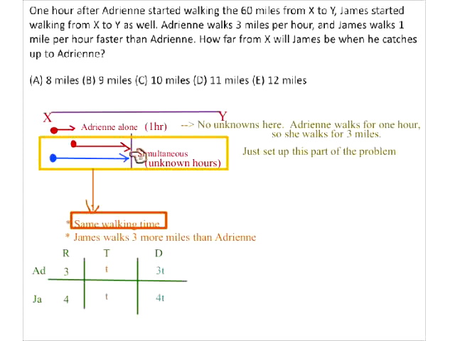It's the same walking time because this is when James starts to walk, and then they're walking together until James catches her. So this is all happening at the same time. If two things happen at the same time, then they take the same amount of time.